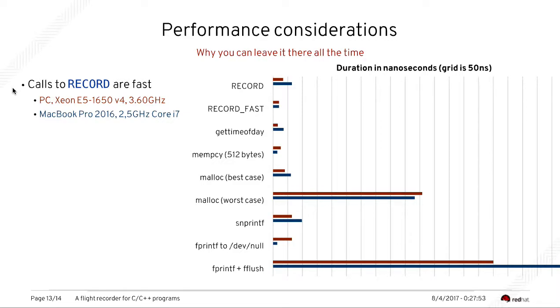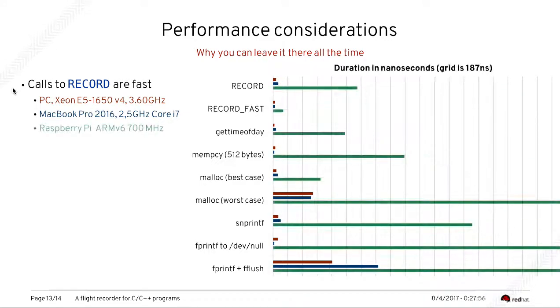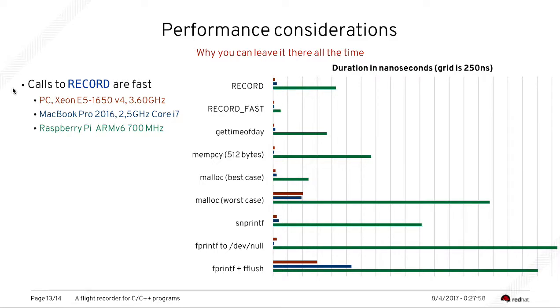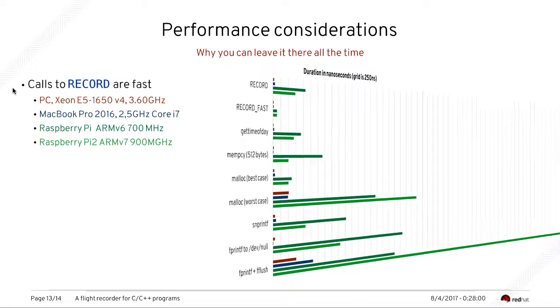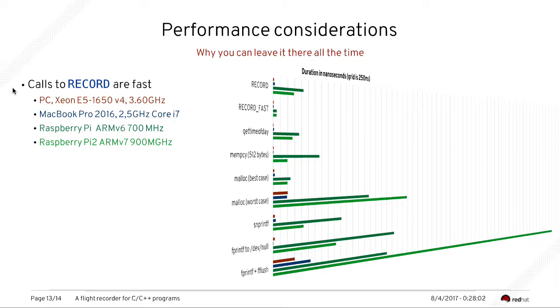Now the same thing is true for a MacBook Pro, and I also tested on a Raspberry Pi and a second generation Raspberry Pi, which apparently has slower disk memory.